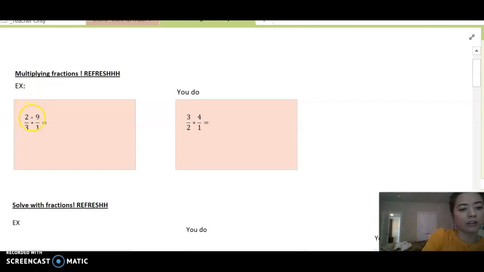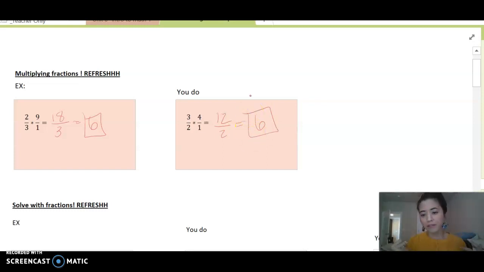So when we multiply fractions, we multiply across the top and then on the bottom. And then, if you can, we can divide those two numbers. 18 divided by 3 gives us 6. I want you to go ahead and pause me and try the you do problem on your own. All right. So if we do that across the top, across the bottom, divide, you also get 6. I didn't mean for both of them to be 6, but goody.